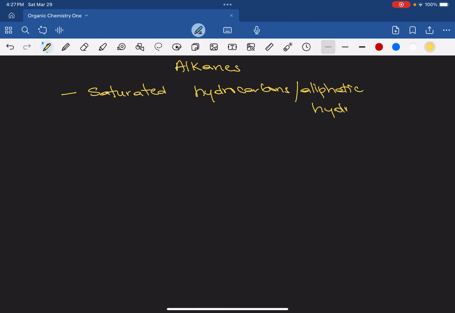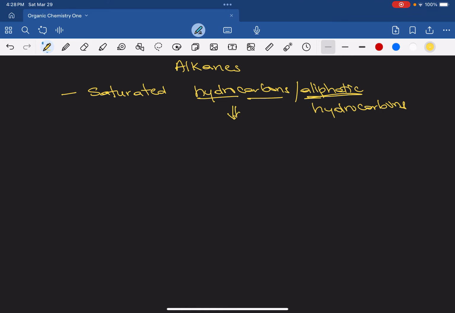Let's talk about alkanes. Now, alkanes are saturated hydrocarbons, which are sometimes called aliphatic hydrocarbons. And as you learn more chemistry, you'll realize aliphatic or straight chain alkanes is the same thing. Anything that is not a ring is considered aliphatic. Now, let's break down alkanes.